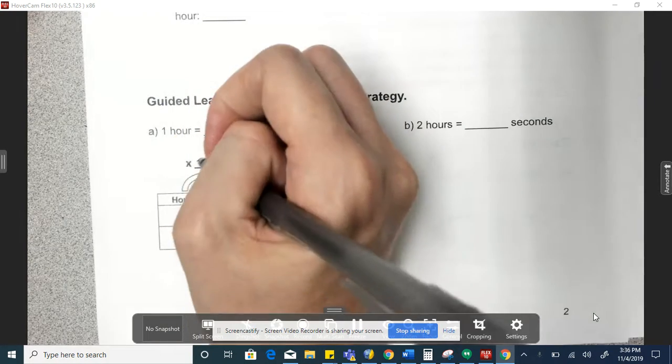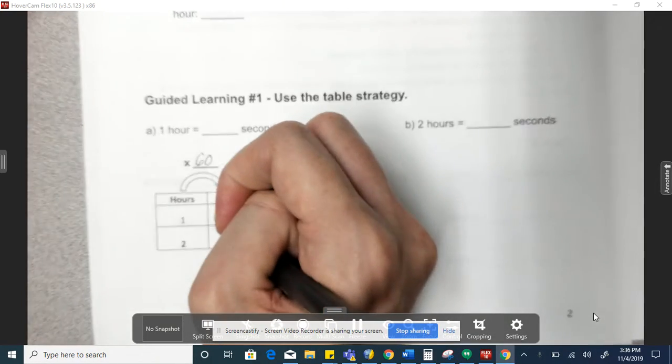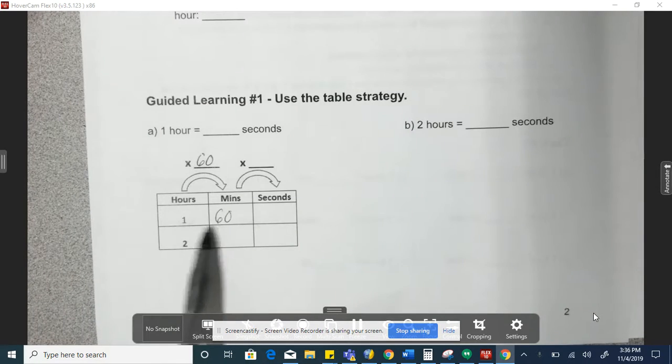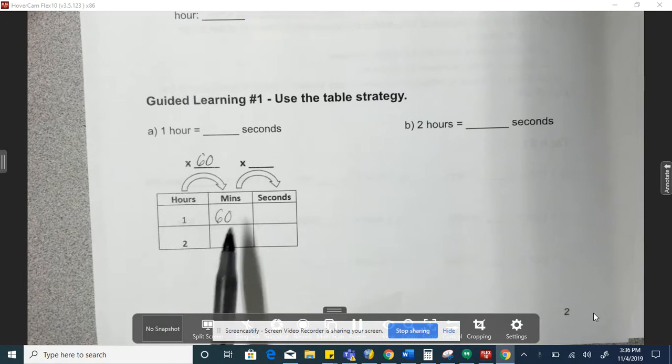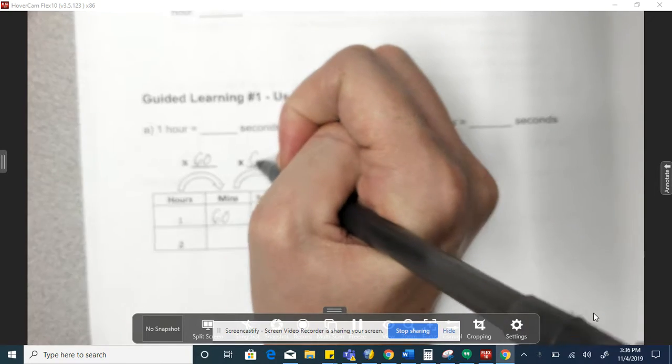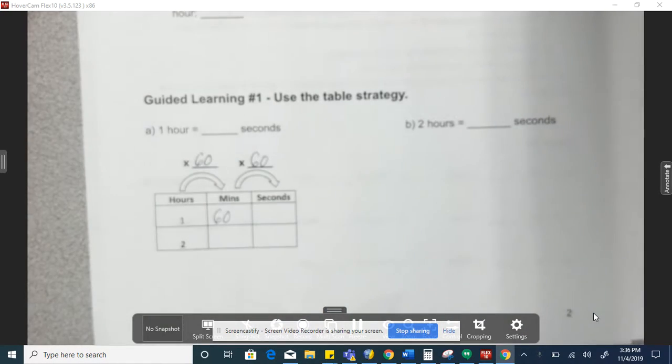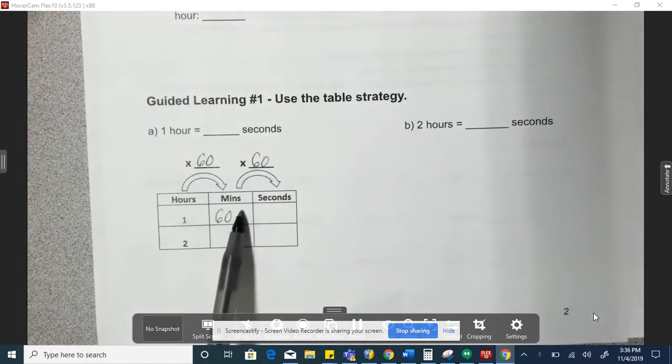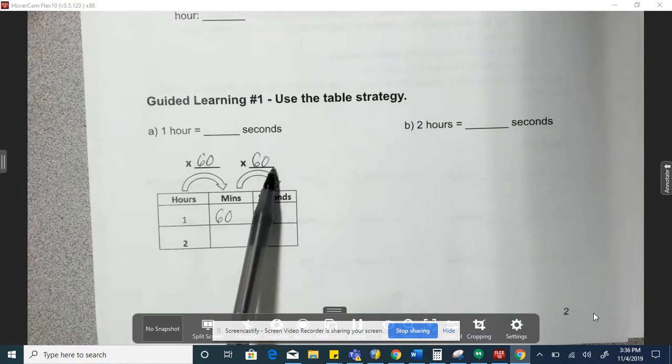So I need to multiply 1 times 60 to get 60. There are 60 minutes in every hour. Now I need to convert 60 minutes to seconds. So I'm thinking how many seconds are in 1 minute? I know that's 60, so I'm going to be multiplying by 60 again. So now what I need to do is 60 minutes times 60 seconds per minute.